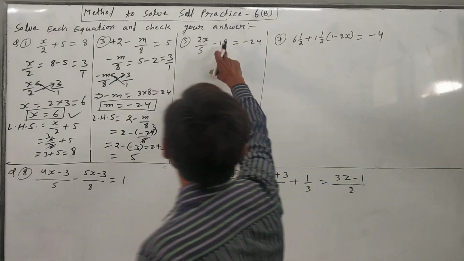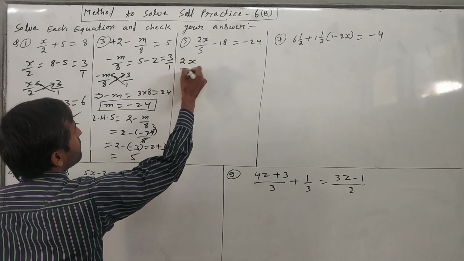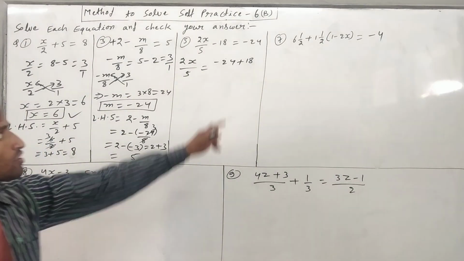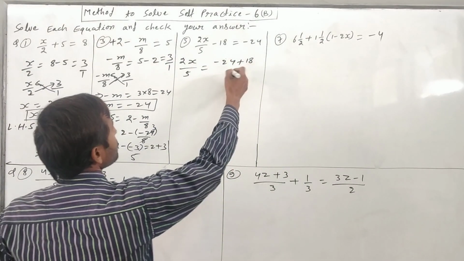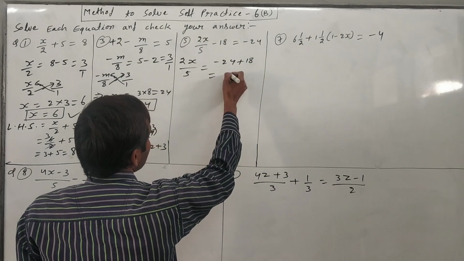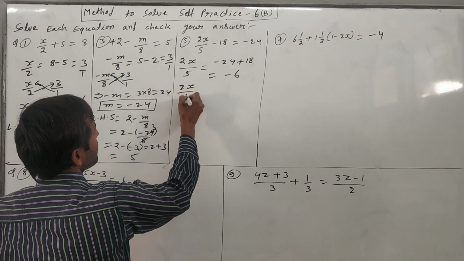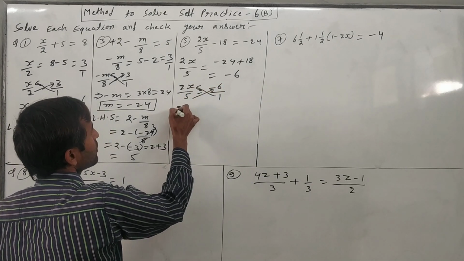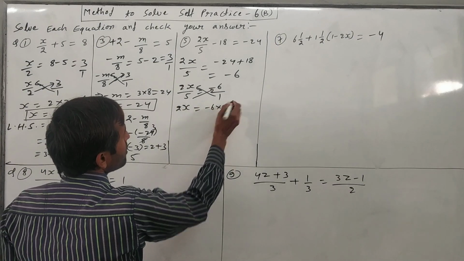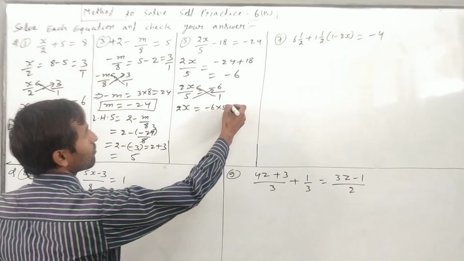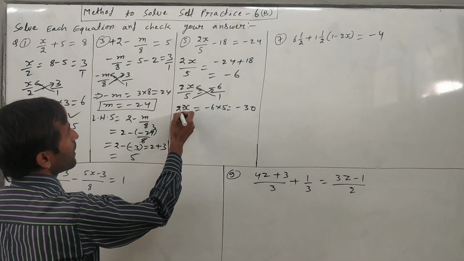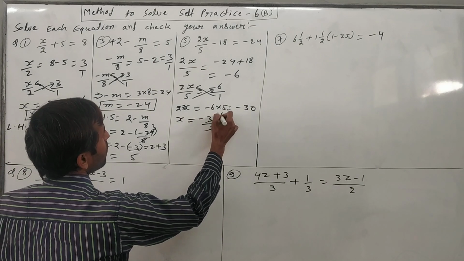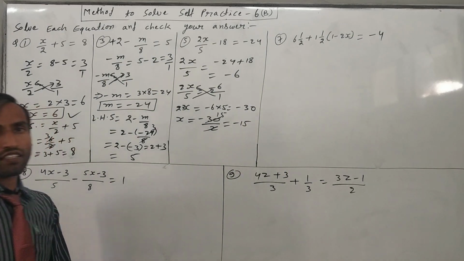Now we have to solve again. Minus 18 we have to shift to that side. So 2x upon 5 is equal to minus 24 plus 18. Now we have to subtract minus 24 plus 18, which gives minus 6. So 2x upon 5 is equal to minus 6 upon 1. Now again we cross multiply: 2x is equal to minus 6 into 5. We multiply 6 times 5, which is 30, so it is equal to minus 30. Now this 2 is multiplied, so it goes to the division: x is equal to minus 30 upon 2. Then we cancel out, and it will come minus 15. So x is equal to minus 15.